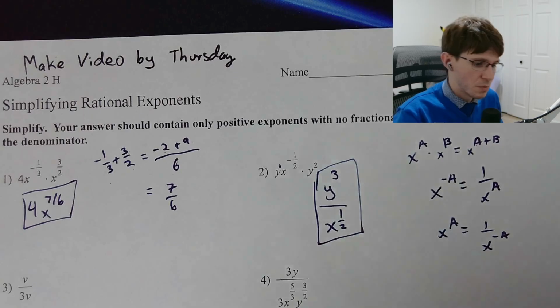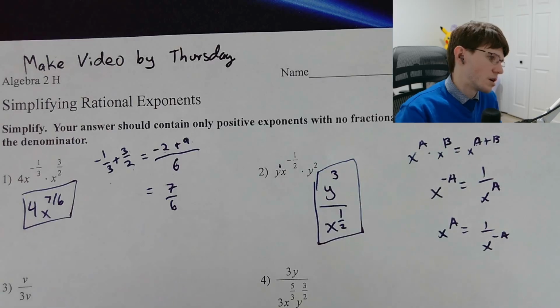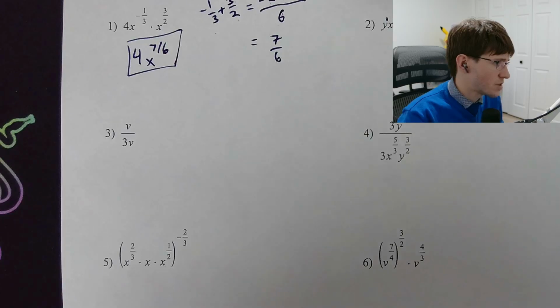Anything that is positive moves to the bottom, becomes a negative, and vice versa. Continuing on over here to question number 3. This one, I don't think there's much to say. You have a v on the top, a v on the bottom, 1 minus 1.